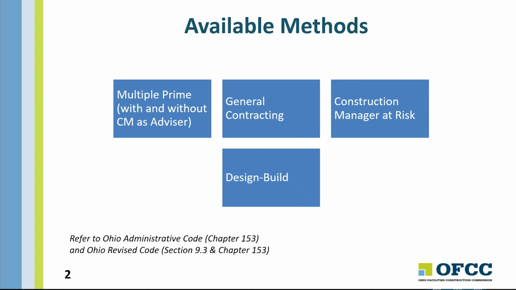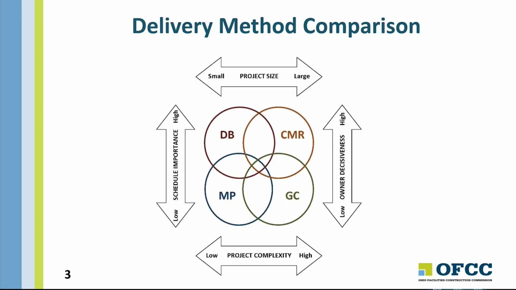There are 4 different project delivery methods available to public authorities in Ohio: multiple prime, general contracting, construction manager at risk, and design build. Multiple prime, the only delivery method allowed prior to 2012, can be implemented with or without the use of construction manager as advisor. There are some similarities between these project delivery methods, as well as some key differentiators. Due to those differences, a particular delivery method may provide a better fit with the characteristics of a specific project.